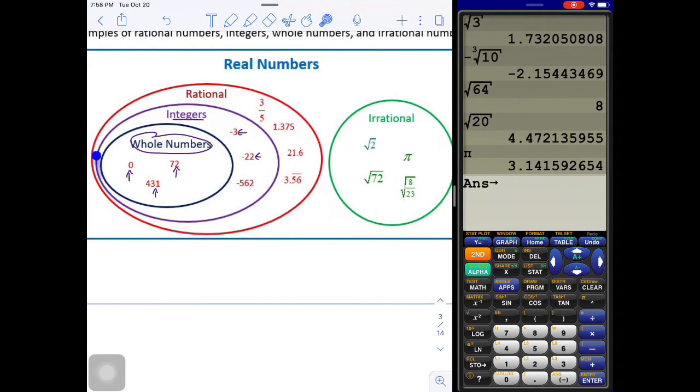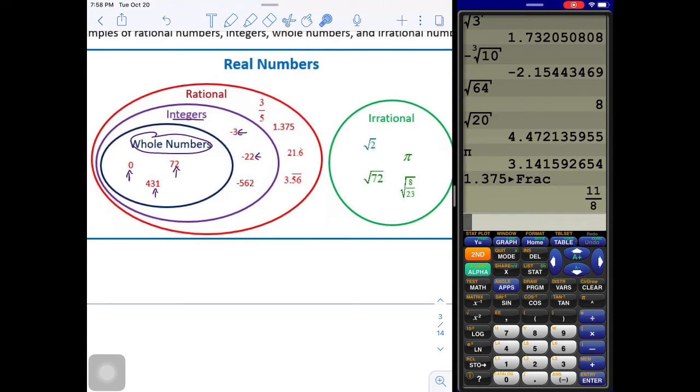Rational numbers are the numbers that can be represented, again, using fractions. Another way to think about it is rational numbers are decimals that terminate. So 0.375, that's an easy thing to understand. And again, if we plug that into our calculator, 1.375, and if we press math fraction, it'll show us that that equals 11/8. So we can also represent it using a fraction.